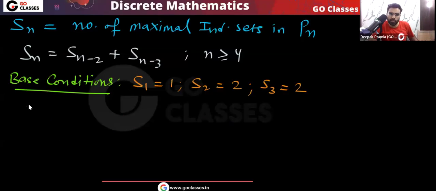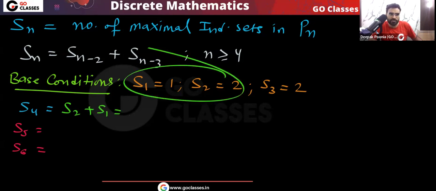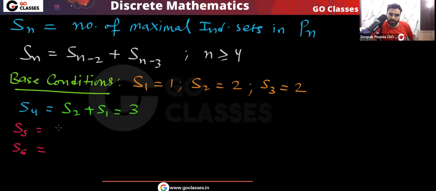So now let's find S4, the number of maximal independent sets in the path graph on 4 vertices. What will be S5? What will be S6? Finally, we need to find S9. So S4 will be S2 plus S1, and that is basically 3. What will be S5? S5 will be S3 plus S2, that will be 4.